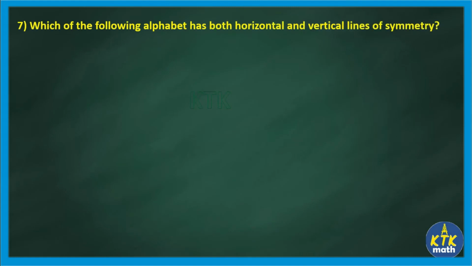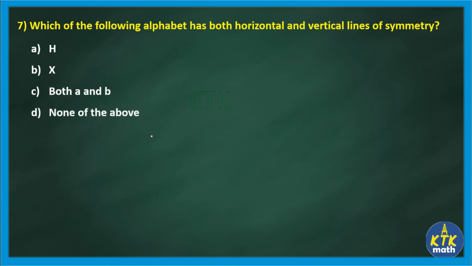Which of the following alphabets has both horizontal and vertical lines of symmetry? Interesting question. An alphabet which has both horizontal as well as vertical. When you're considering H, you can draw a vertical as well as a horizontal. In the same way, X also you can consider horizontal as well as vertical. Therefore, the answer is going to be both A and B. It's a very simple question, right?